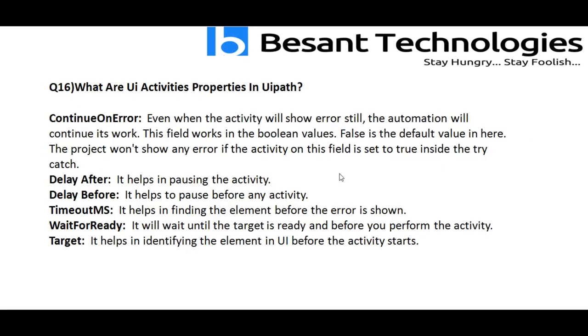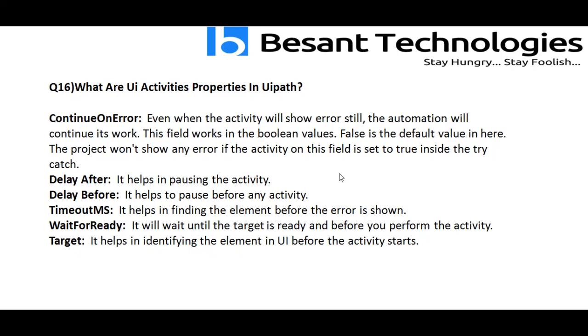So our next question is, what is UI activities property? We have certain properties for all UiPath activities. The common properties are continue on error. Even when the activity shows error, the automation will still continue if we set the continue on error property as true. It accepts only boolean values, either true or false. If we set the value as true, even if any activity shows error, it still continues the automation. If we set it as false, it'll stop the automation.